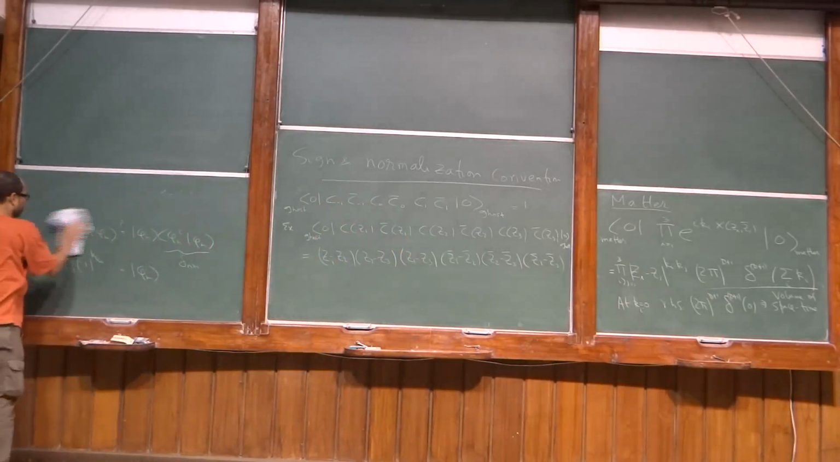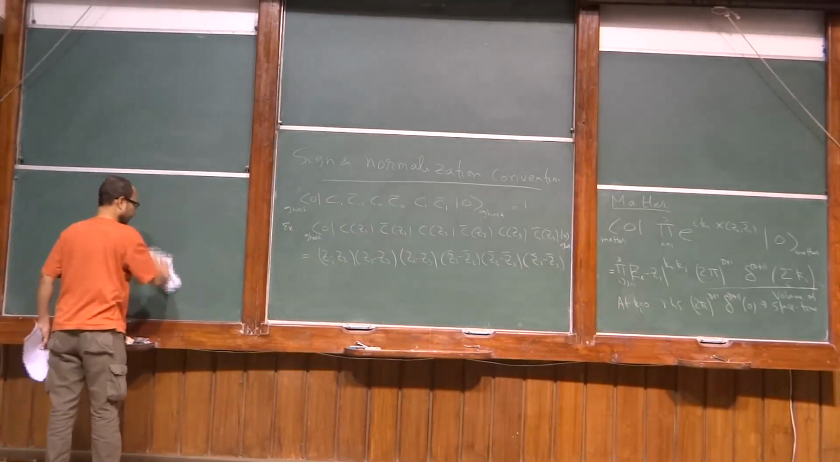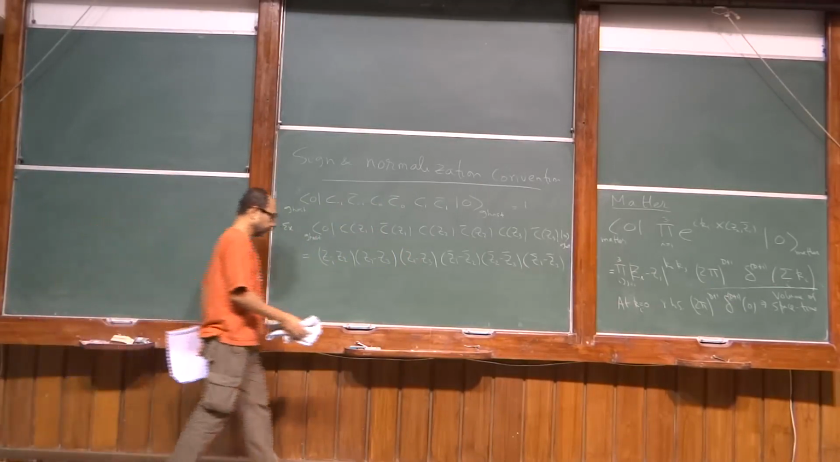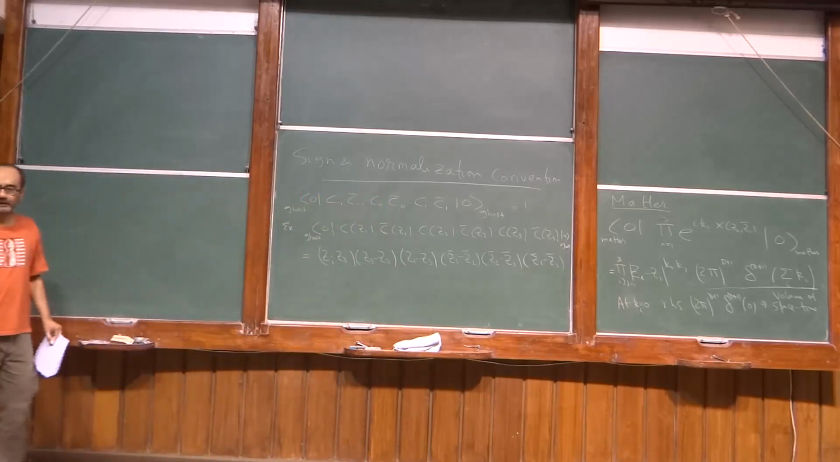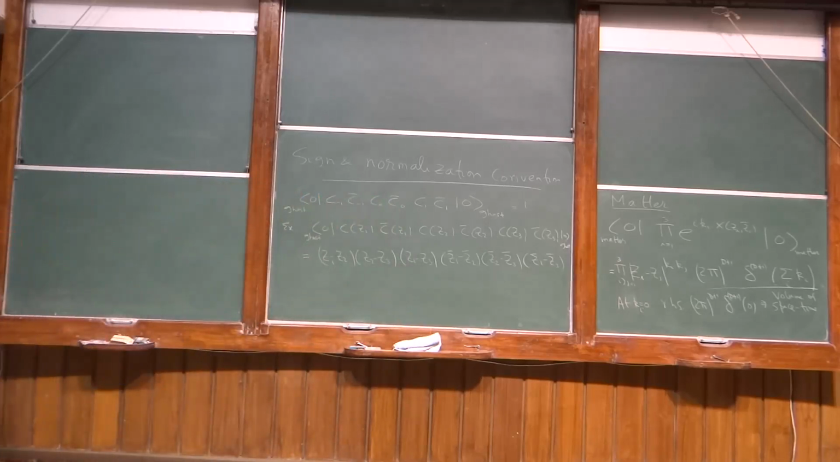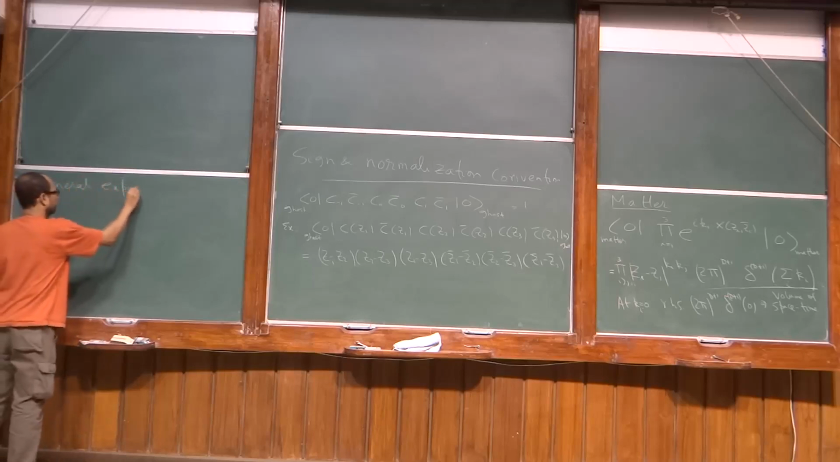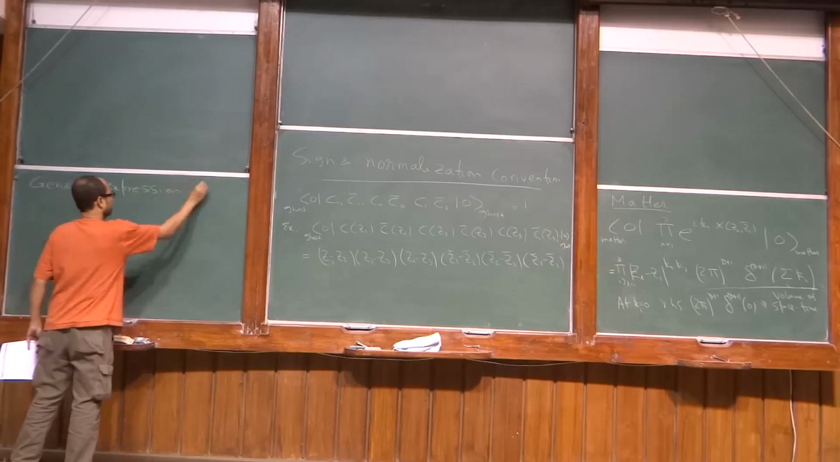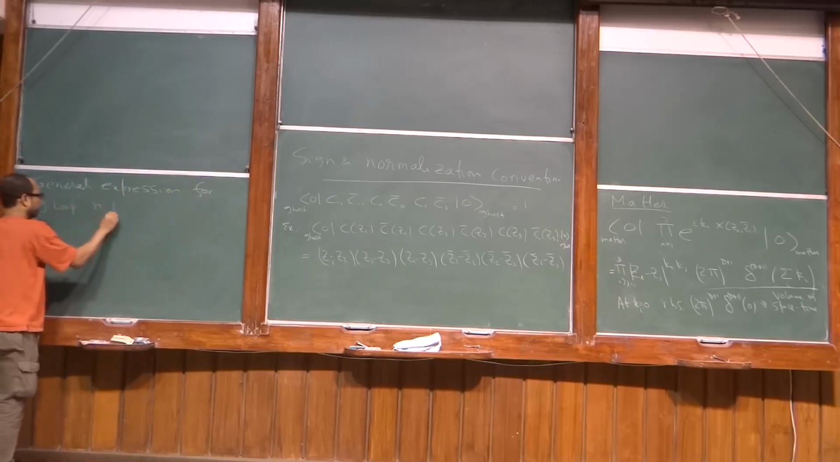Now, what I am going to do is to turn to a general amplitude, an n-point g-loop amplitude, and try to see how to write down an expression for such an amplitude in string theory. So, a general expression for the g-loop n-point amplitude.